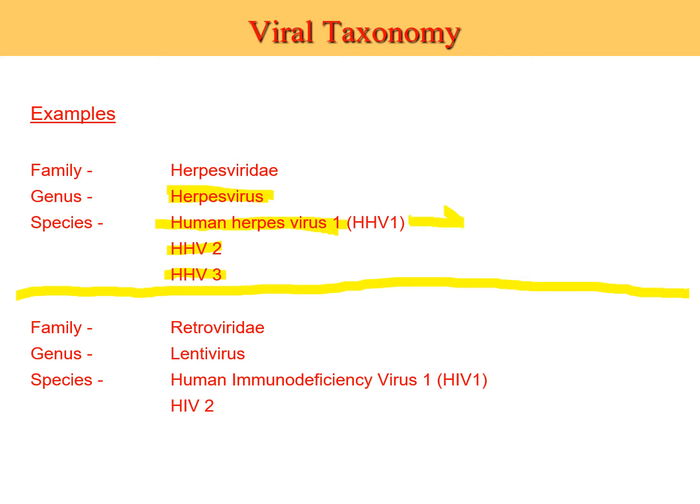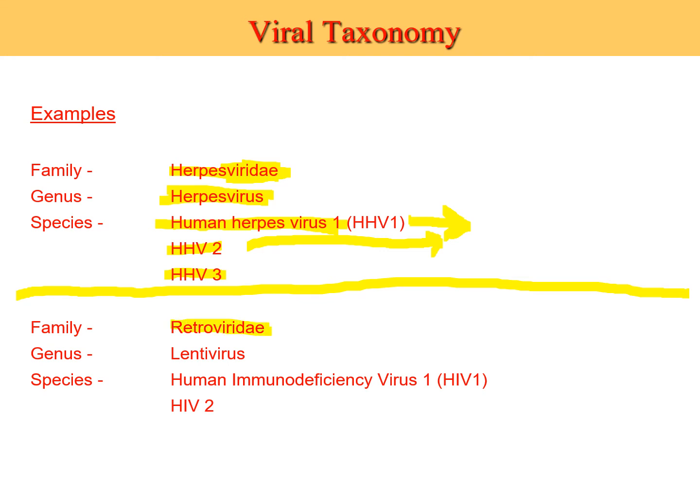HHV1 more commonly, but not necessarily restricted to around the mouth, and HHV2 usually genital, although it can be around the mouth also. So human herpes virus 1, human herpes virus 2. These have also older names like herpes simplex virus 1, herpes simplex virus 2, but the proper, more modern designation is human herpes virus 1, human herpes virus 2. This belongs to the genus herpes virus and the family herpesviridae. There's that ending, viridae. Here's another family, Retroviridae.